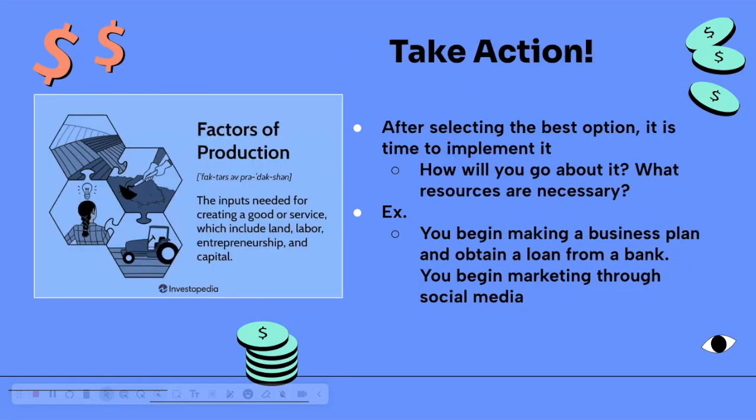The last step, the 5th step, is to take action. After selecting the best solution for this specific situation, now you have to implement it. Then you have to ask yourself how you will go about it and what resources are necessary to execute this action and execute the solution. An example of this is you begin making a business plan and obtain a loan from a bank. Then you can start marketing through social media.